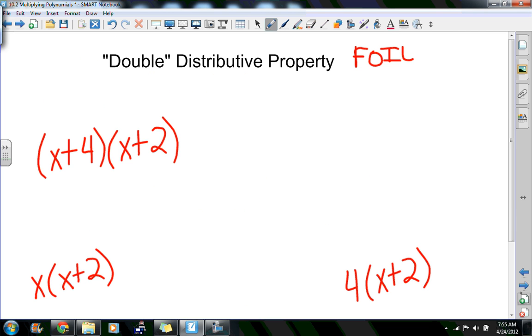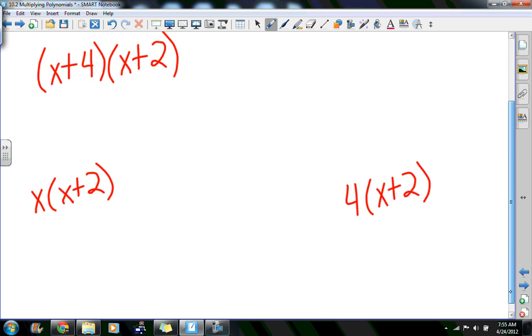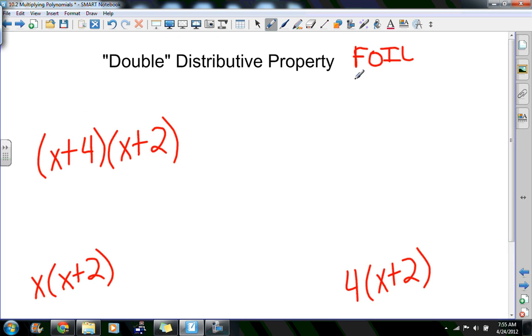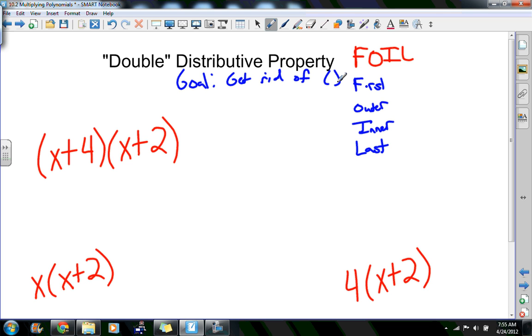Okay, so if we move on to the double distributive property, or the FOIL method, FOIL represents first, outer, inner, last. Okay, I don't use the FOIL method, but I'll show you what it looks like, because a lot of other teachers do. The double distributive property means if we have 2 parentheses set together like this, the goal is to get rid of the parentheses. Okay, important to remember, the goal is to get rid of parentheses.